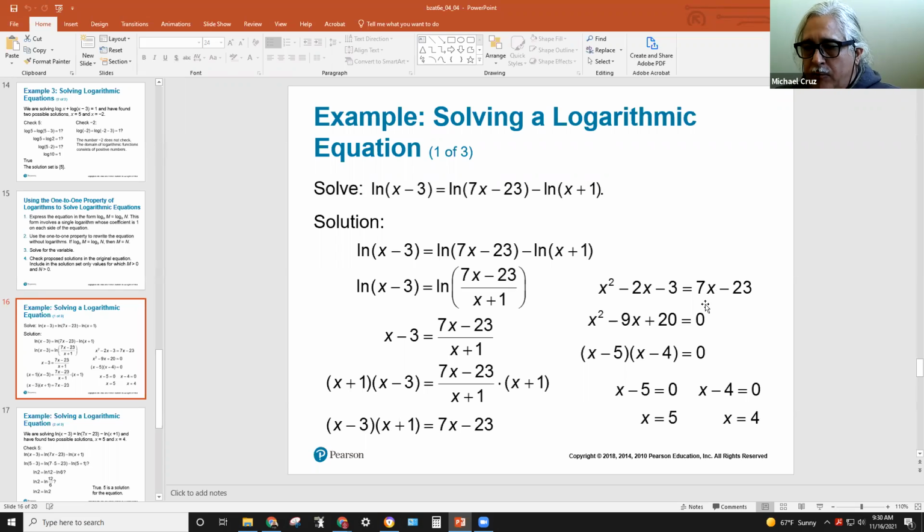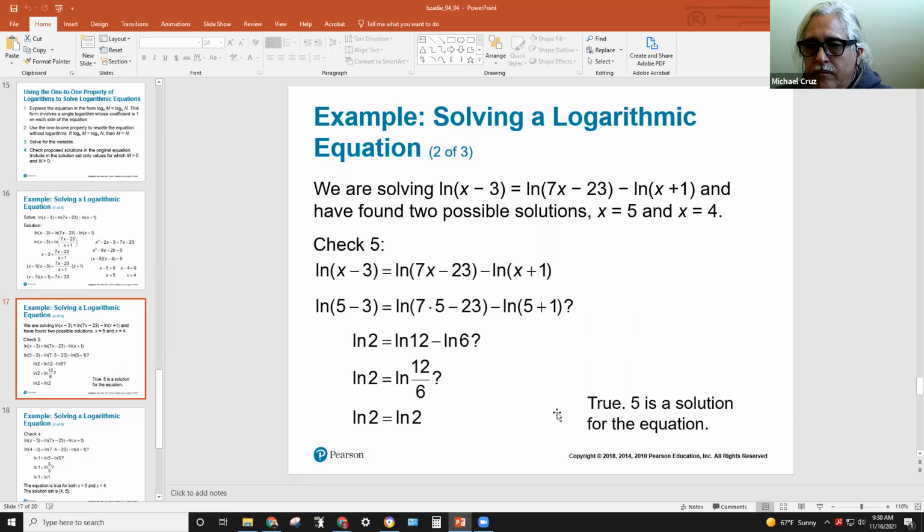Then subtract 7x from negative 2x is negative 9x. Negative 3 plus 23 is 20. So then it's x minus 5 times x minus 4. And then two solutions.